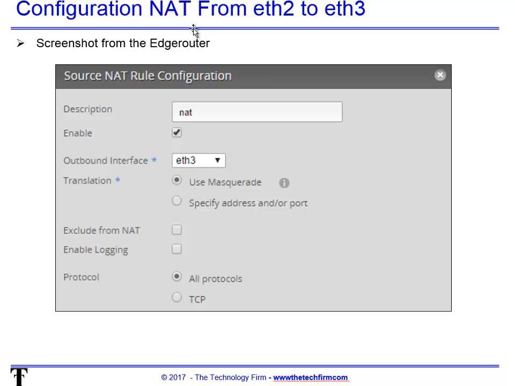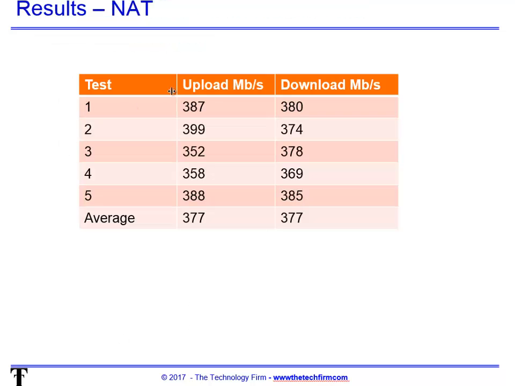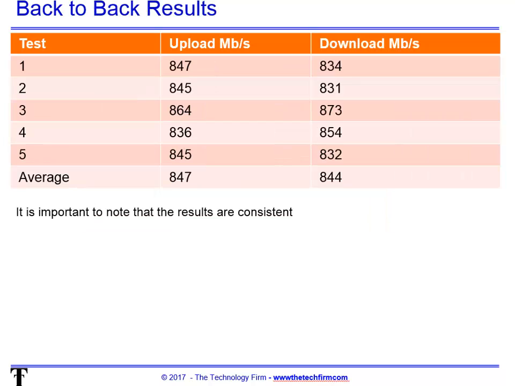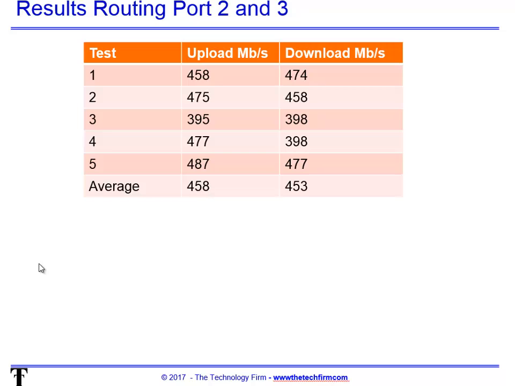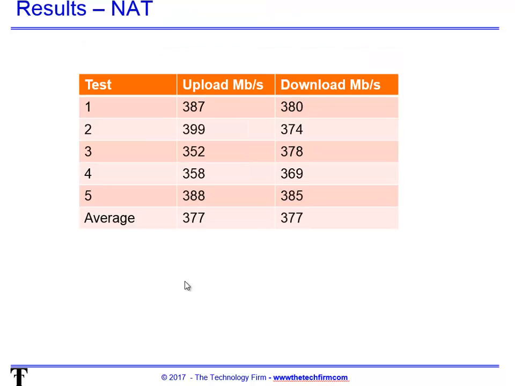Then we enable NAT on the box because the customer uses NAT, network address translation. All you do there is pick your outbound interface, choose the masquerade option, and say all protocols. Once you do that, you're NATing. From there, you can see the upload and download. You've got, I'm going to say, high 300s. So again, a little review: we had mid 800s back to back, mid 400s with routing, and now high 300s with NATing. Now we know what the throughput is based on that configuration.